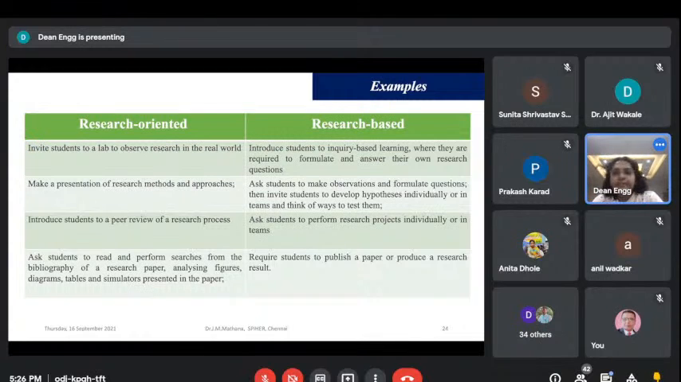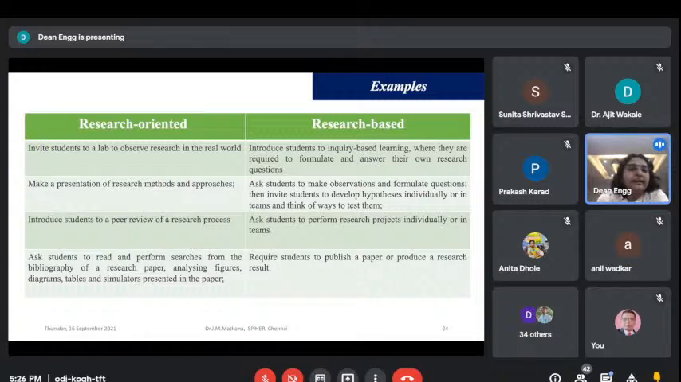But in research based learning, we introduce the students to inquiry based learning, where they are required to formulate and answer their own research question. You understand? So they identify the research problem, then they get involved in the research process, and they will get the result, then they will publish the paper.